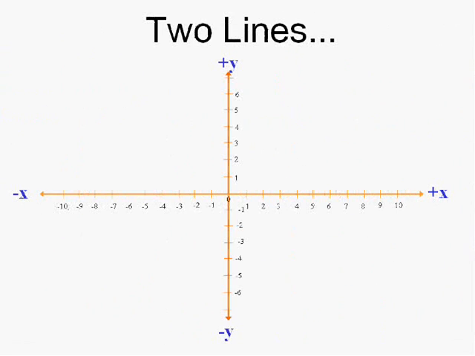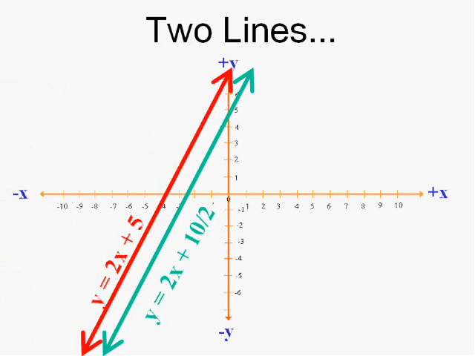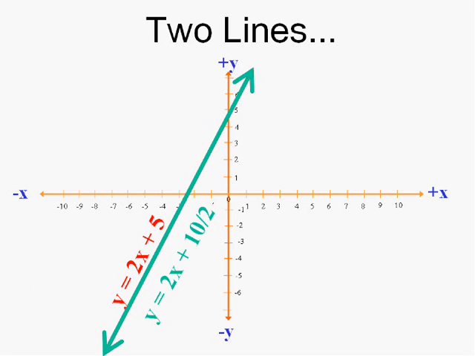Or, what else could happen with two lines? We could have this line, y equals 2x plus 10 halves, and y equals 2x plus 5. Well, what happened there? Well, they're the same line. 10 halves is 5, so that's another possibility, as crazy as it might seem. Two equations could be the same, and they could graph in the same place and be the same line.